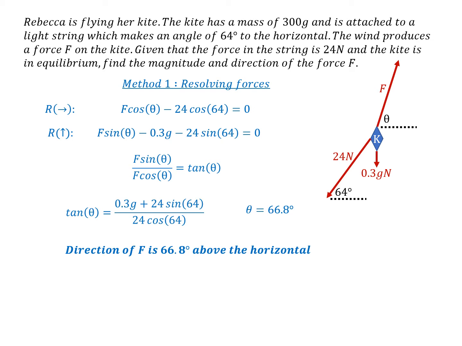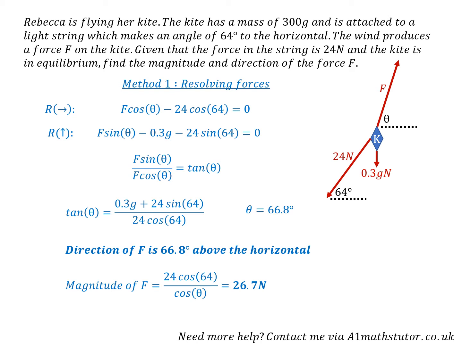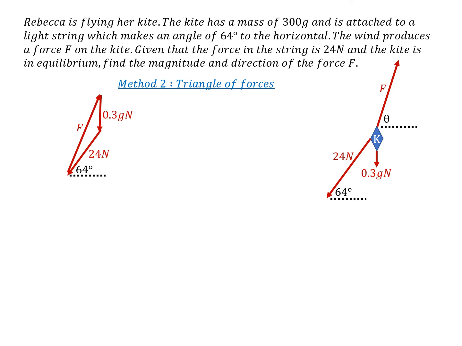So then what we can do is pop that value of theta back into this one, into there, and find that the magnitude of the force is 24 cos 64 divided by cos theta. So that's the magnitude of the force F. What about the second method then? This is the method of using the triangle of forces.